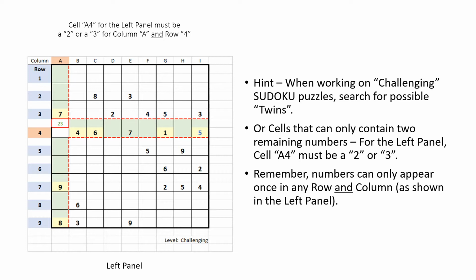Here's a hint. When working on challenging Sudoku puzzles, search for possible twins, or cells that can only contain 2 remaining numbers. For the left panel, cell A4 must be a 2 or a 3. Remember, numbers can only appear once in any row and column as shown in the left panel.